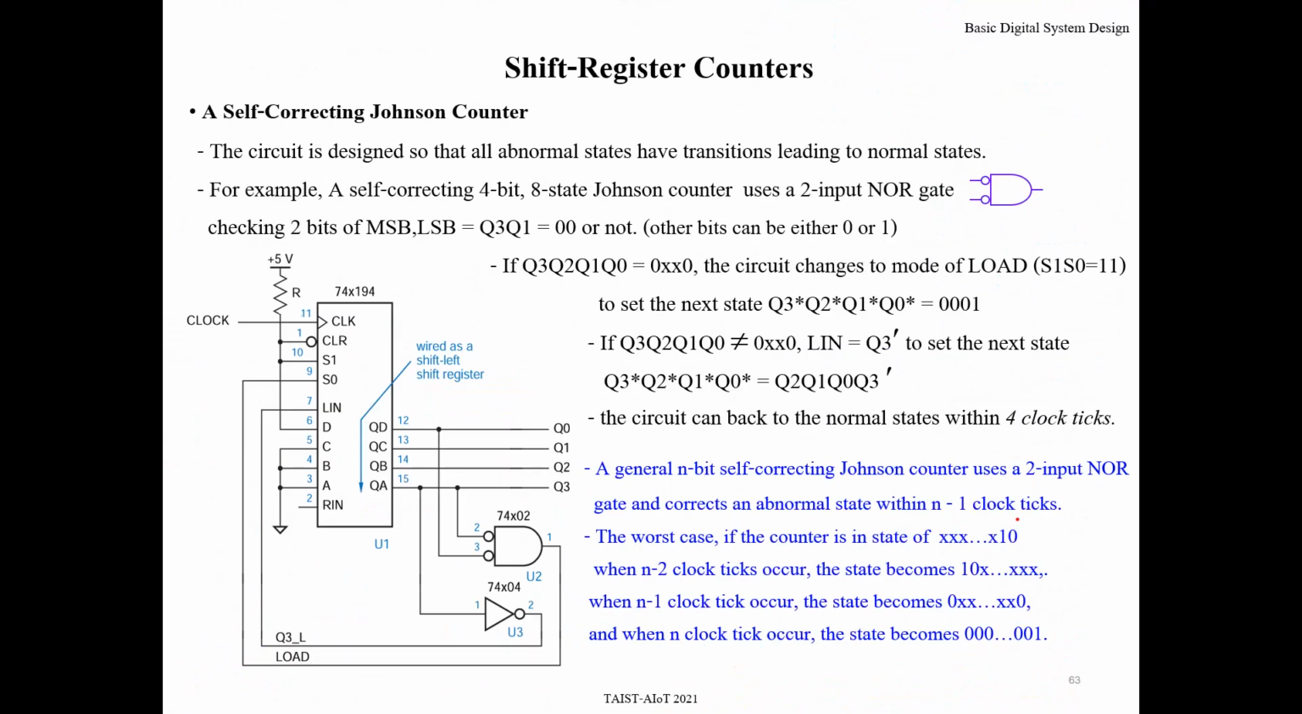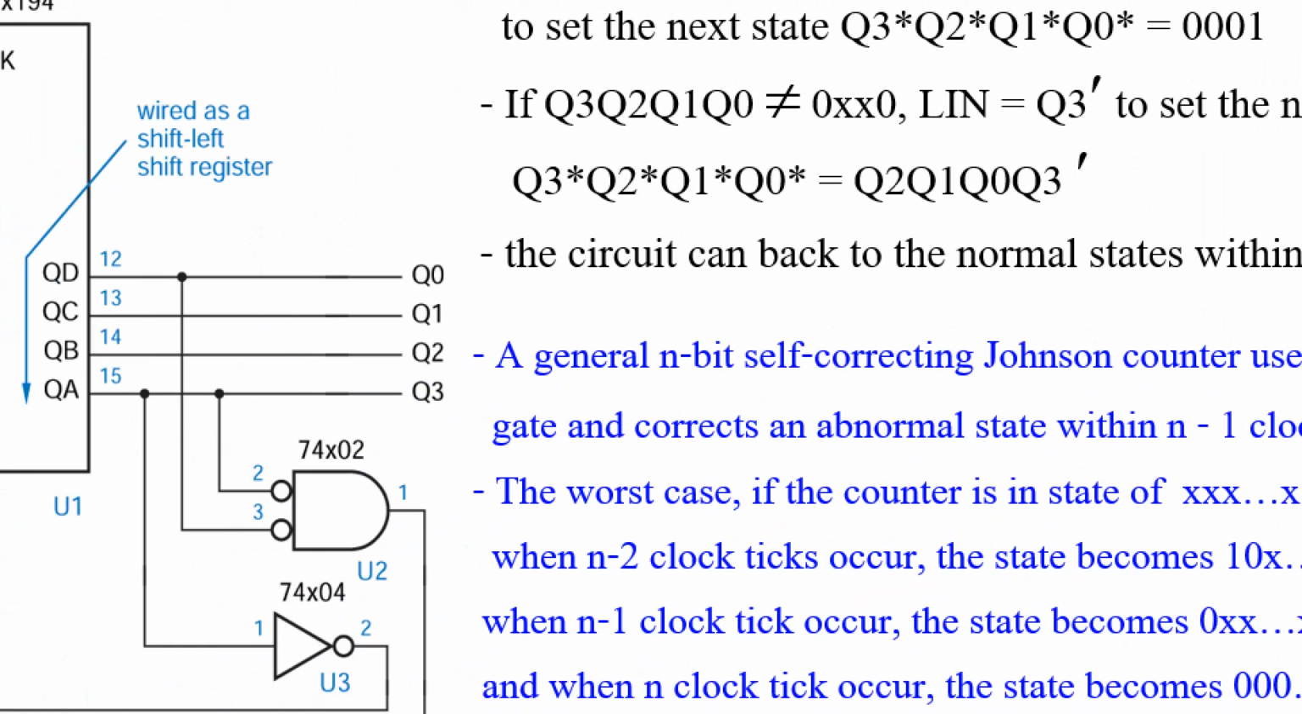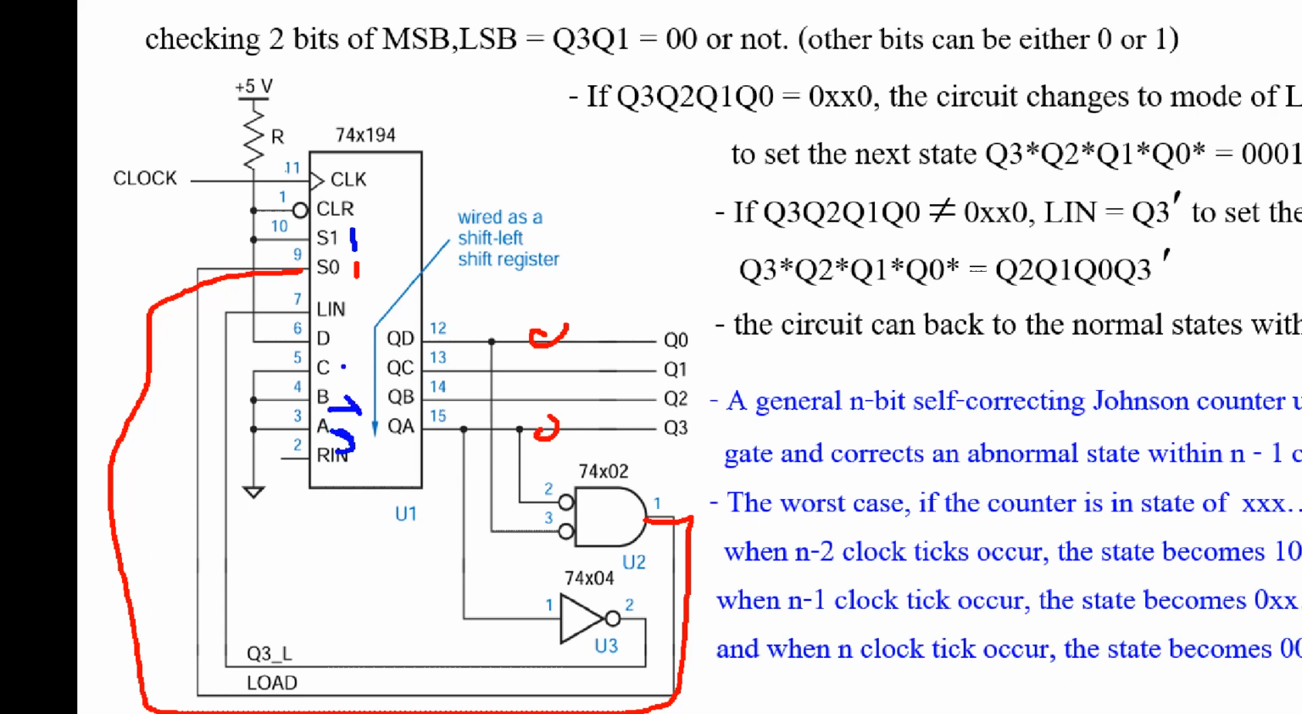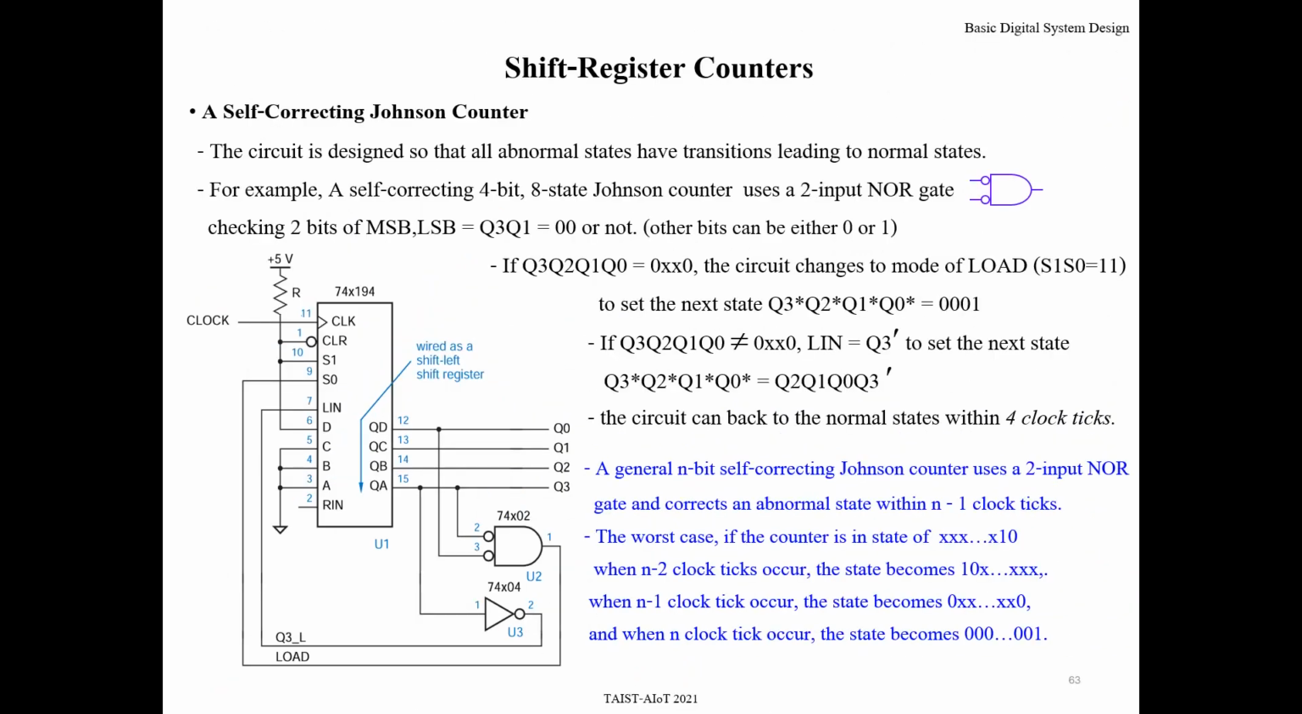So if this condition comes true, 0 here and 0 here, then S0 becomes 1, and S1 is already connected to logic 1, so it becomes load mode. It will read data from A, B, C, D. The next state that you want is 0, 0, 0, 1, right? So you must connect A, B, C, D with 0, 0, 0, 1. That's all for making the self-correcting counter.